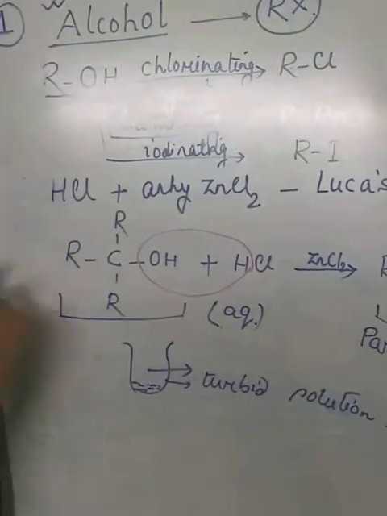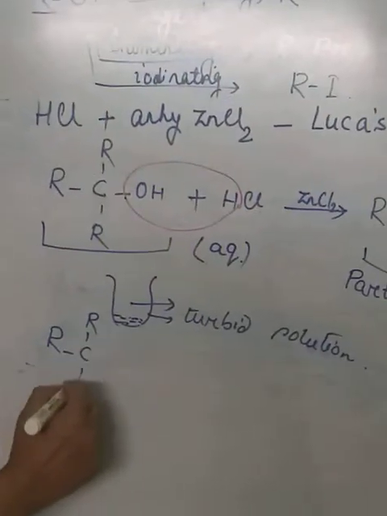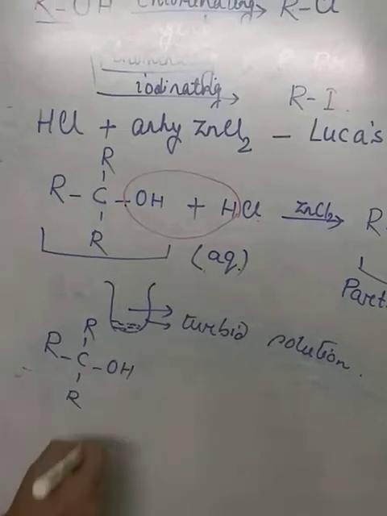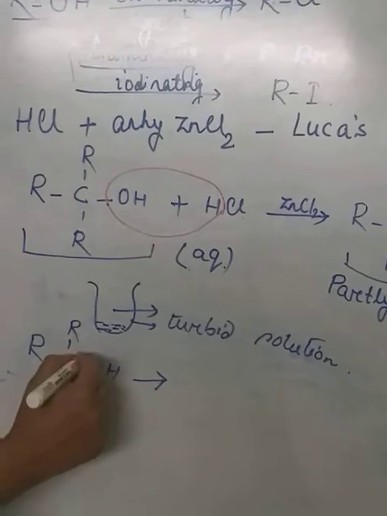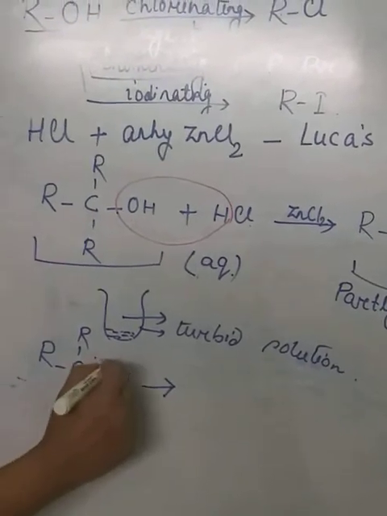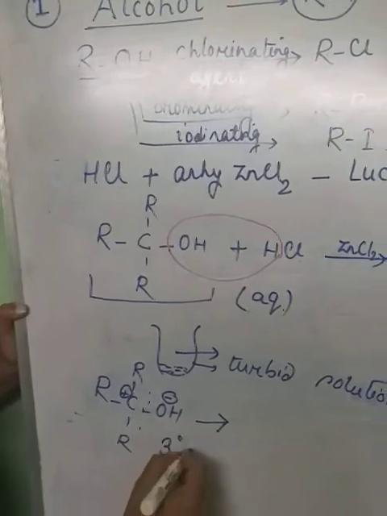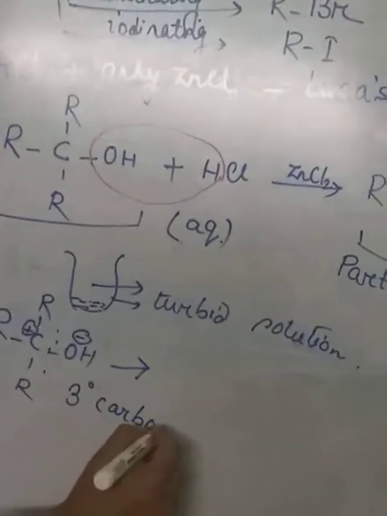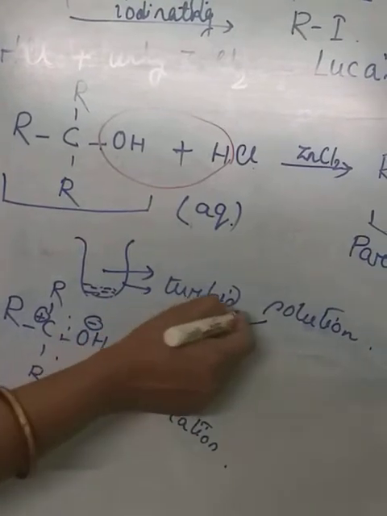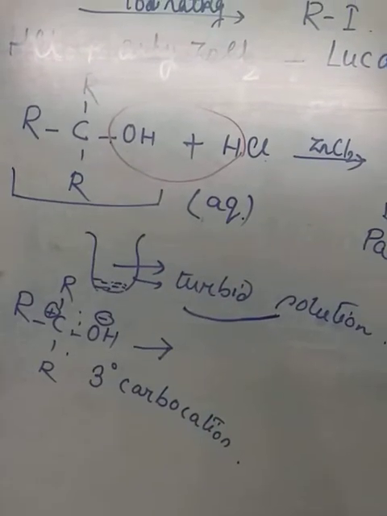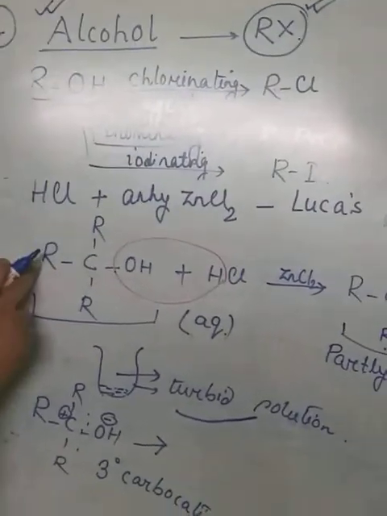Now, you all know that in this reaction we are actually breaking this bond as OH minus and this plus. Since it is a tertiary carbocation, which is most stable, the turbidity or milkiness is shown instantly in the tertiary alcohol.